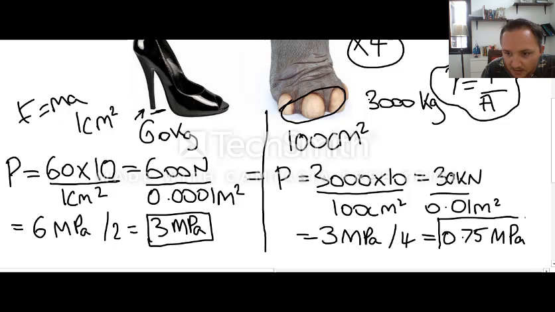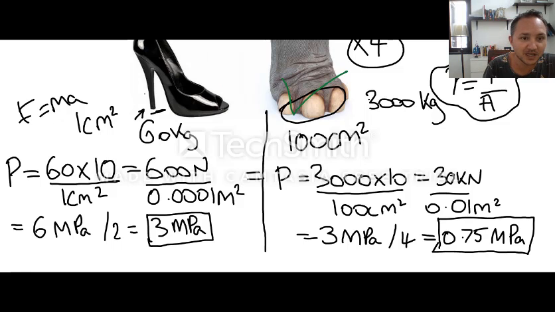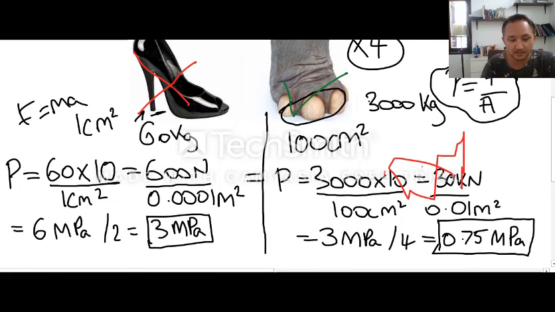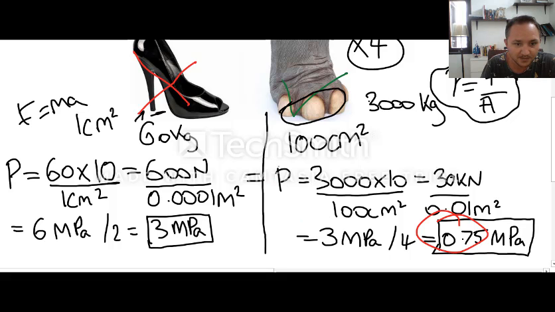So, to answer the question, the person that I would prefer to tread on my foot would actually be the elephant and not the lady, because as you can see there, it is 4 times less than the lady's 3 megapascals. All right, so there we go. We've solved a problem there.